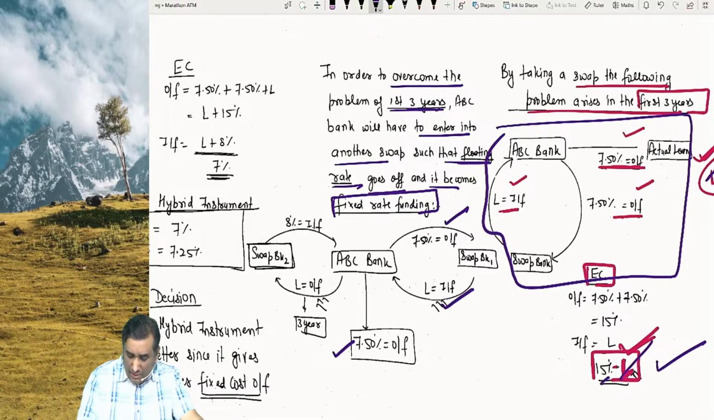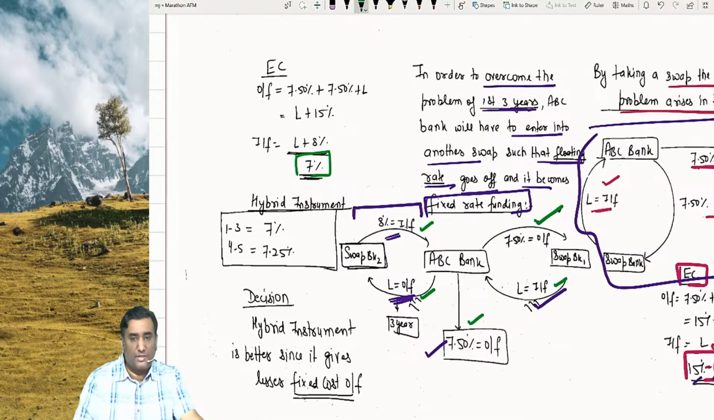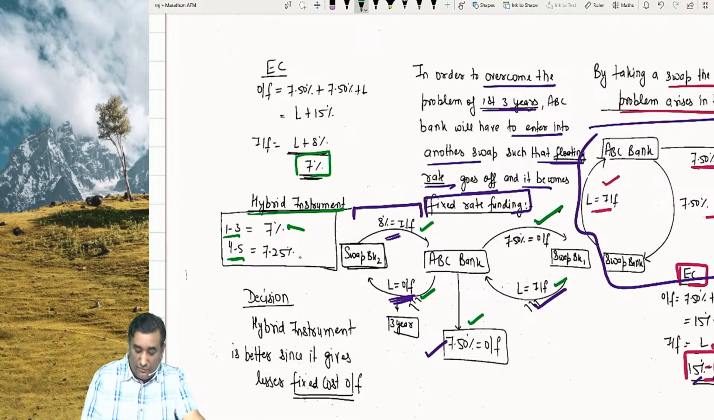So this structure which we had till now, I have redrawn: 7.5 outflow, 7.5 outflow, L inflow. In the new structure, L would be outflow for 3 years, and 8% would be inflow. Now what will happen is L inflow and L outflow get cancelled. 7.5 outflow, 7.5 outflow, that was 15 outflow, and 8 what? Receipt. Ultimately your effective cost will come as what? 7%. Effective cost will be 7. So the hybrid instrument, if I put years 1 to 3 at 7% and the 4th and 5th year at 7.25, is cheaper than the first, so the hybrid instrument is better off, which gives a lesser fixed cost.